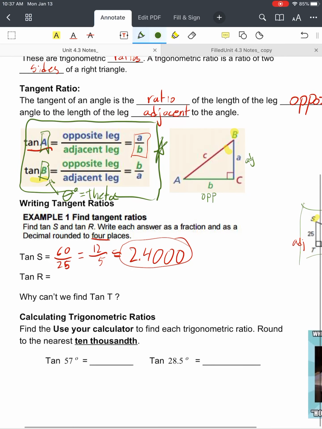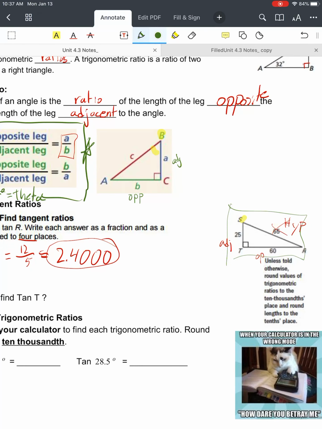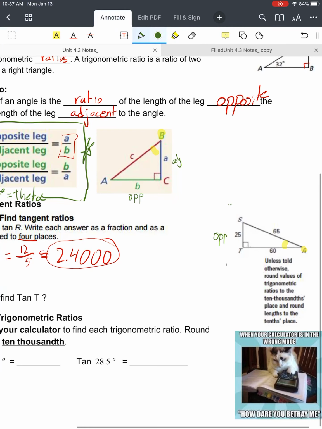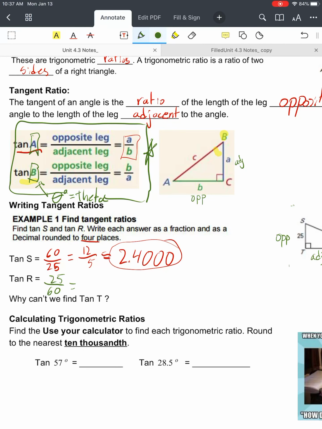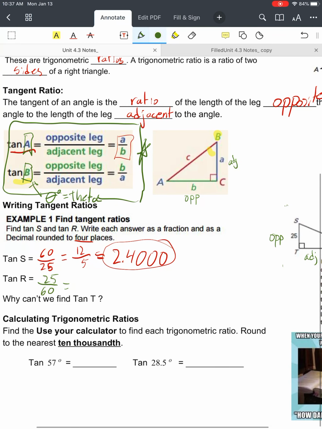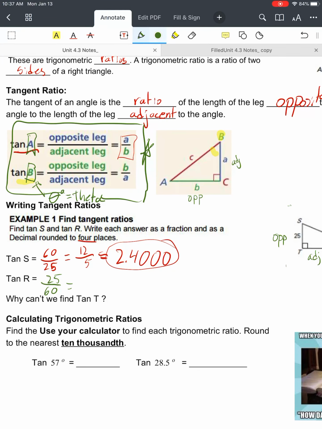If we took a look at tangent of R, that's going to change up where our opposite and adjacent are. So our tangent of R, our angle is here, so therefore our opposite is going to be this 25 this time, and our adjacent is this 60, so it would actually look like 25 over 60. Notice that they flip. That's because we've changed directions. We changed which angle we're looking at.